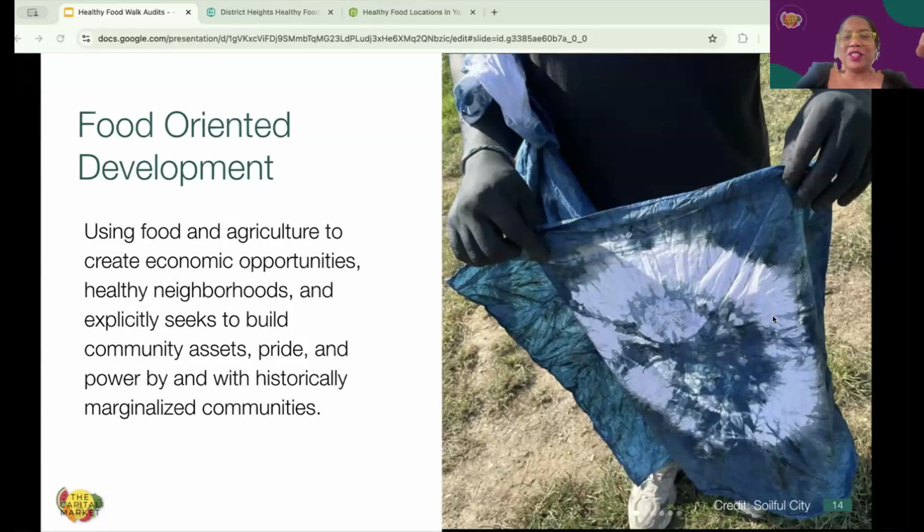And so what you all see in this picture here, I know you're probably like, what's going on, right? What you see is one of my friends, Xavier Brown, who's a farmer, educator, and founder of an organization called Soulful City. He's holding a piece of dyed fabric. You can also see that Xavier's hands are indigo dyed, right? But what you can't see is that over the last 2 years, Xavier has been growing cotton and indigo in the DC area.